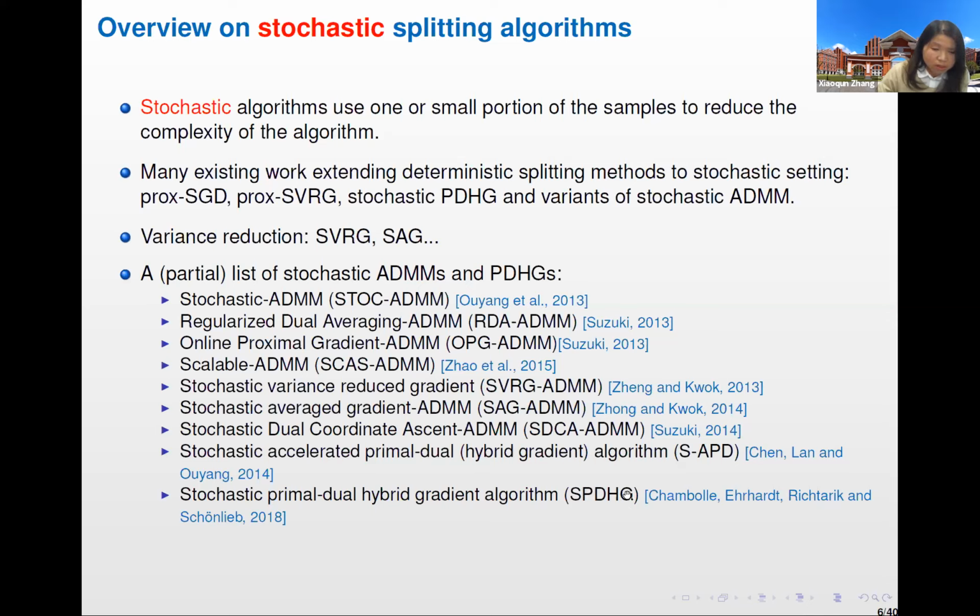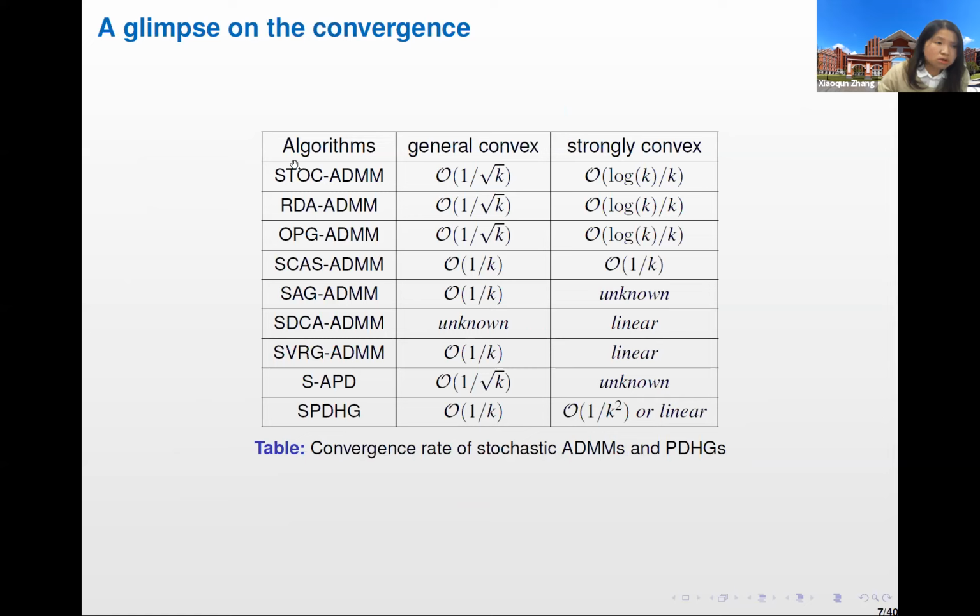This is slightly different; it's not exactly from the point of view of stochastic gradient. Here I would like to give you a rough idea of how the convergence analysis is performed. In general, we will study the general convex case or, with a condition, the strongly convex case. With and without variance reduction, we may arrive at different convergence orders.